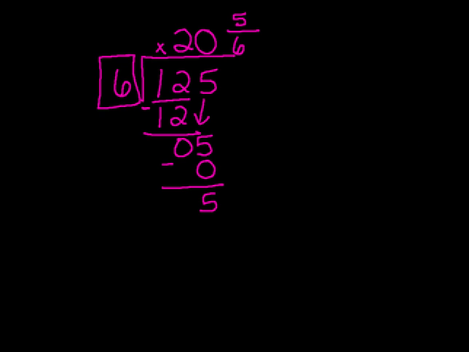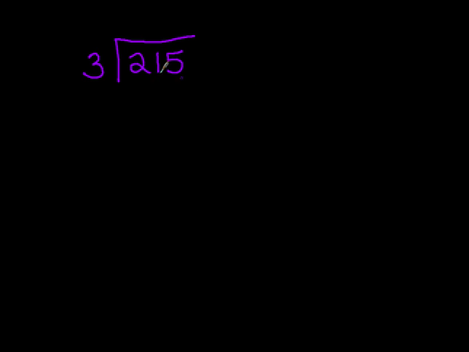Let's do another problem. So I'm going to start with my first digit, 2. 3 does not go into 2, so I'm going to put a placeholder. 21. 3 does go into 21 7 times. 7 times 3 is 21. Subtract, gives me a 0, and I have a 5 to bring down. 3 goes into 5 one time. 3 times 1 is 3, and I subtract. 5 minus 3 is 2.